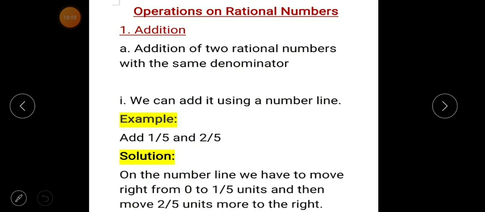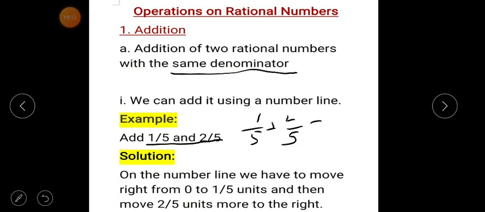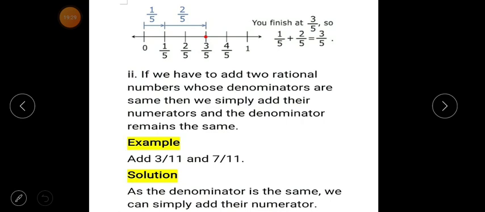If the denominators of the rational numbers are same, it is quite easy to add them. Suppose, let's take this example, 1 upon 5 and 2 upon 5. As the denominator is same, we can simply take 5 as the denominator. So 1 plus 2, that means 3 upon 5 would be the answer. So it is quite easy when their denominators are same.